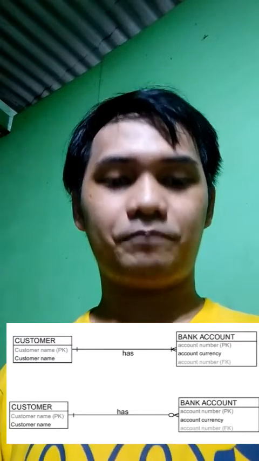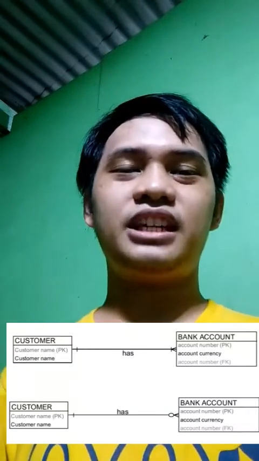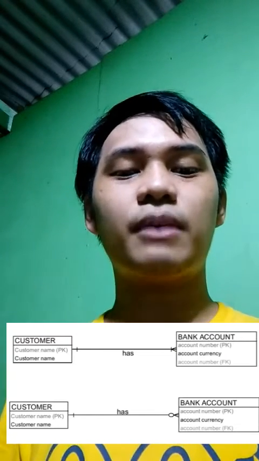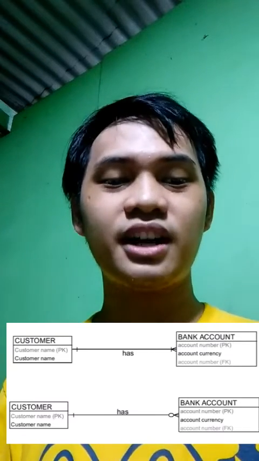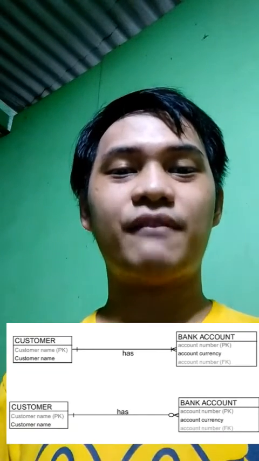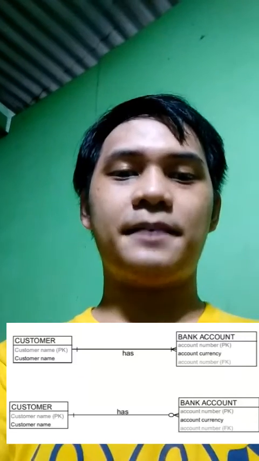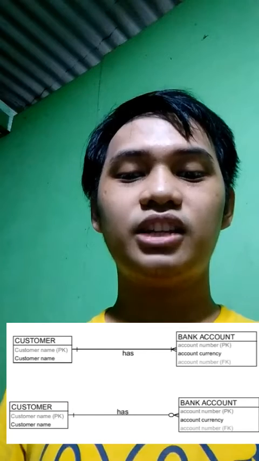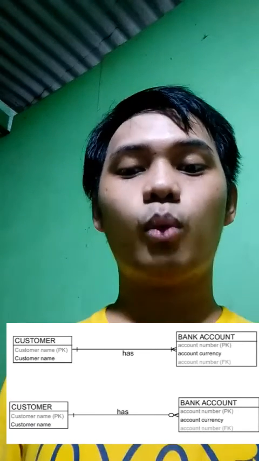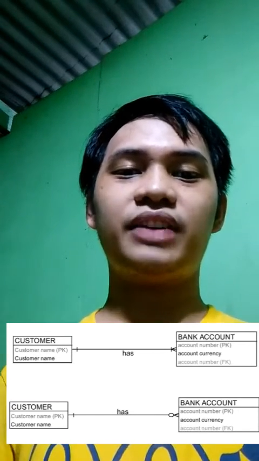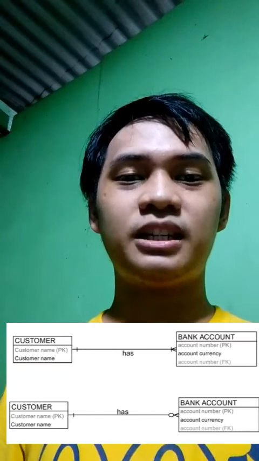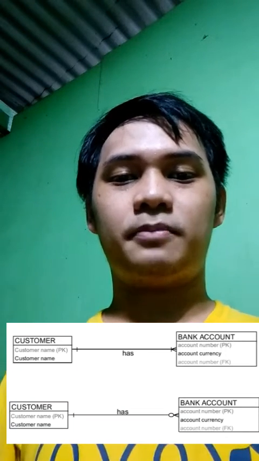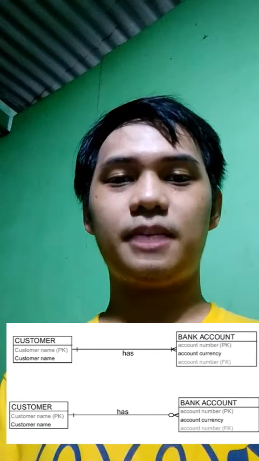Now let's read the second ERD model, which is also between customer and bank account. If we read it from customer to bank account, then the customer may or may not have a bank account. Then if we read it back from bank account to customer, the bank account must have one customer. That is their relation, and the cardinality would be optional to many, optional or mandatory, optional to many.